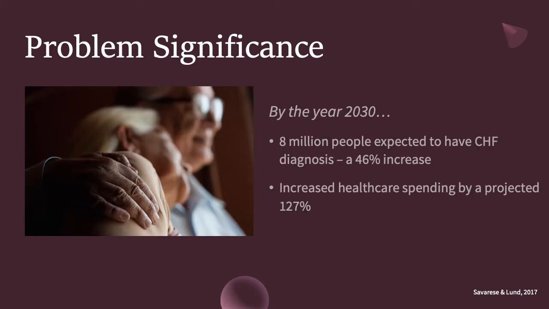By 2030, a staggering 8 million people in the U.S. alone are anticipated to receive a heart failure diagnosis, a shocking 46% increase. However, more readily available CHF treatment options will increase the prevalence of Americans living with this disease. As the U.S. population continues to age, more people are diagnosed with CHF, leading to increased healthcare spending. A projected increase of 127% in healthcare spending for CHF is expected from 2012 to 2030.